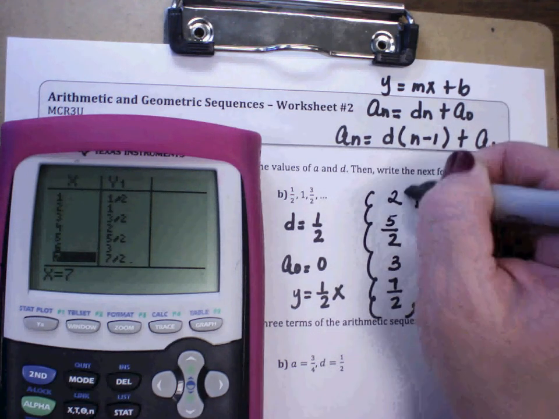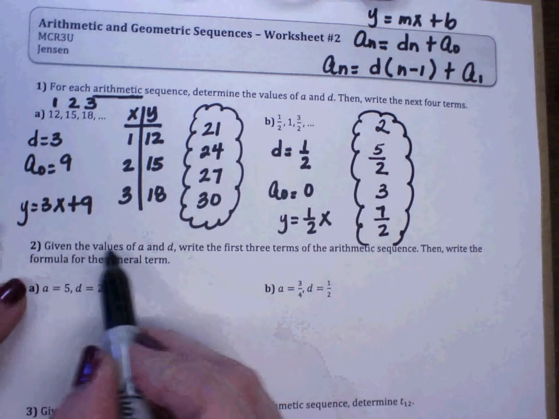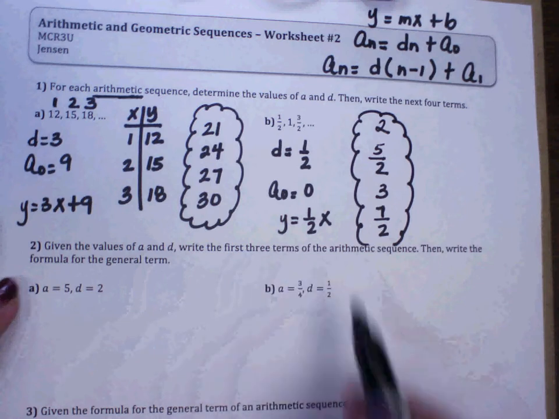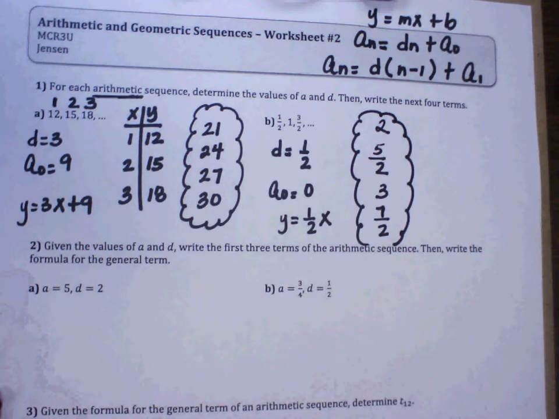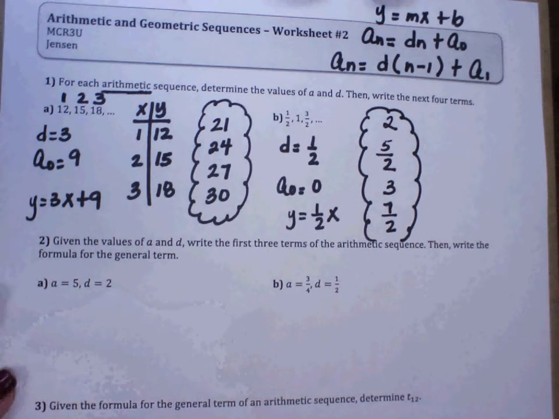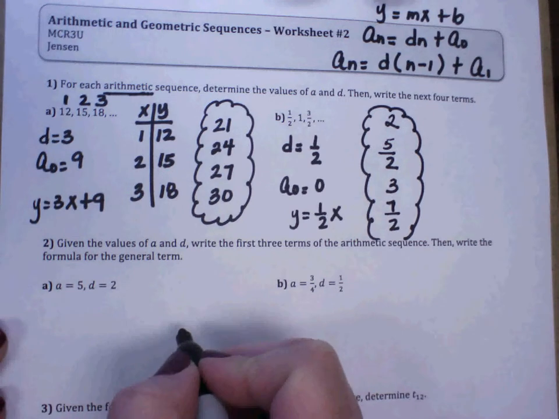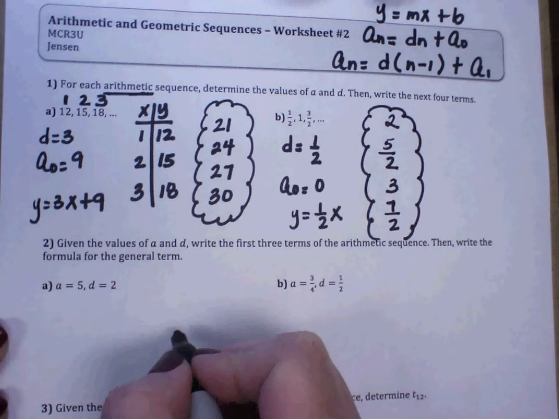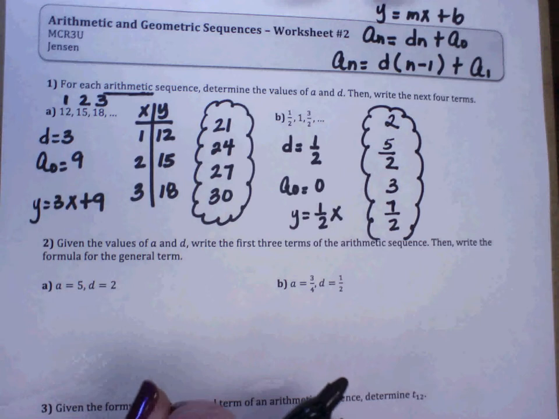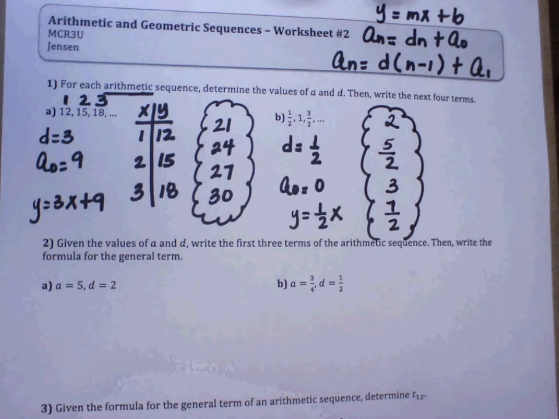Are you with me? All right, so A and D. Given the values of A and D, write the first 3 terms for the arithmetic sequence. So A is 5, D is 2. So what's the first number? A of 1 would be 7. Very good. But let's come up with the rule first. What's my rule? You have what you need to write the rule.